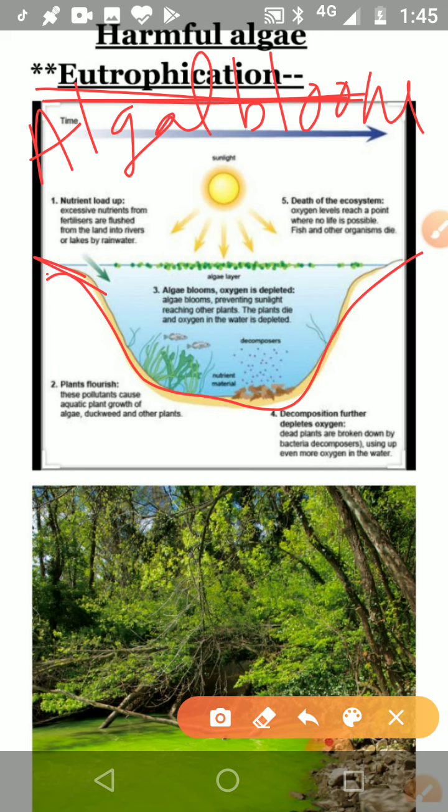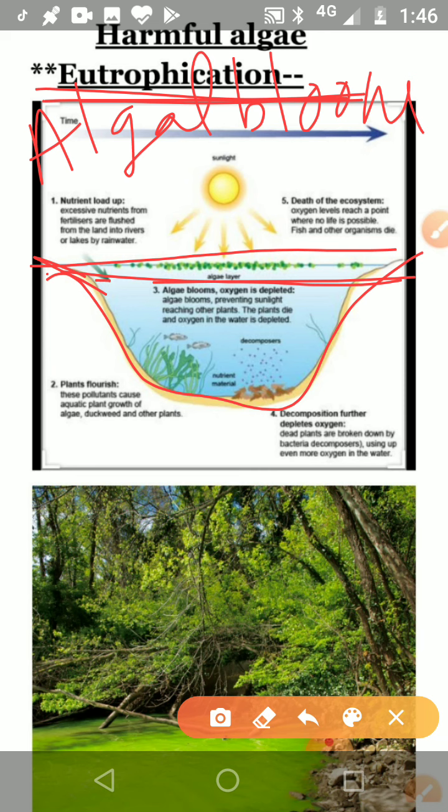So when these nutrients wash away and flush away from the field to the river or to the water bodies, the habitat becomes nutrient rich. So algae start flourishing in them and they bloom on the surface of water. They start growing like some other aquatic plants, like duckweeds, and algae start growing on the surface of water.